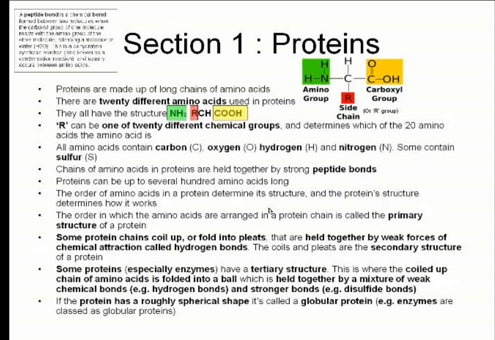If the protein has a roughly spherical shape, it's called a globular protein. For example, enzymes are classed as globular proteins, and we'll also look at an example of that later. Okay.